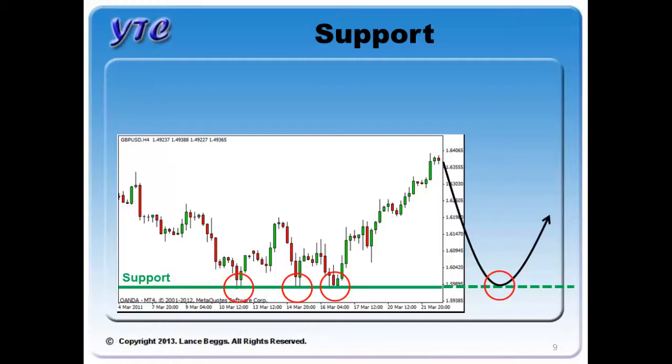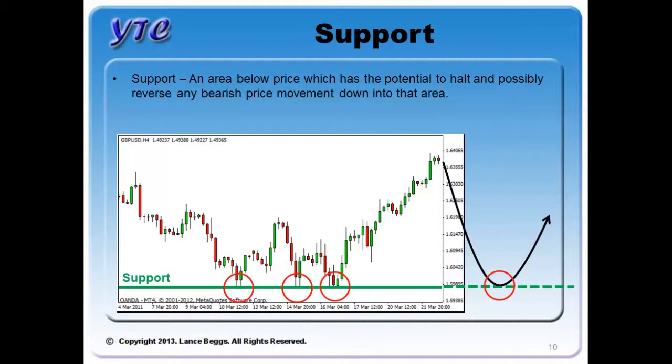A support level is not a fixed permanent barrier that is expected to hold for all eternity. At some point it may well break, but until then we recognise the potential for the level to have some further influence. And so, if you recall with trends that we trust the trend to continue until it fails, we use the same concept with SR. Trust an area of support to continue to act as support until it fails. So let's define support as an area below price which has the potential to halt and possibly reverse any bearish price movement down into that area.